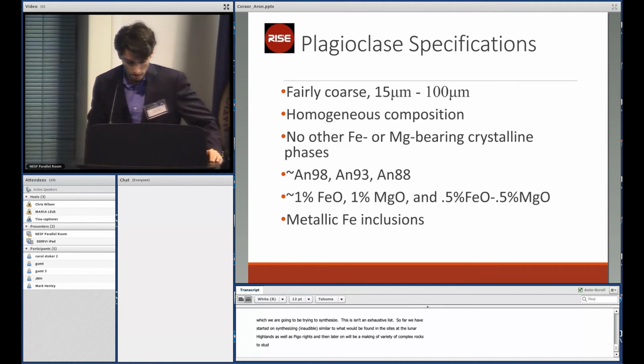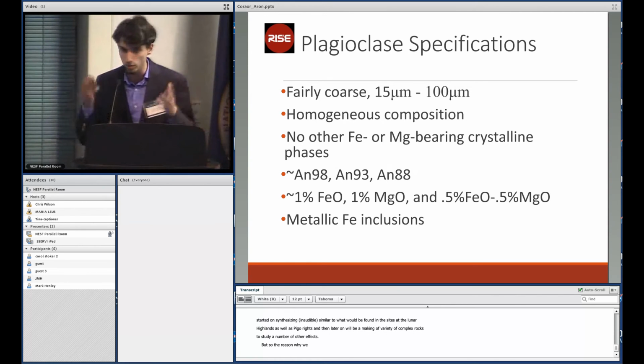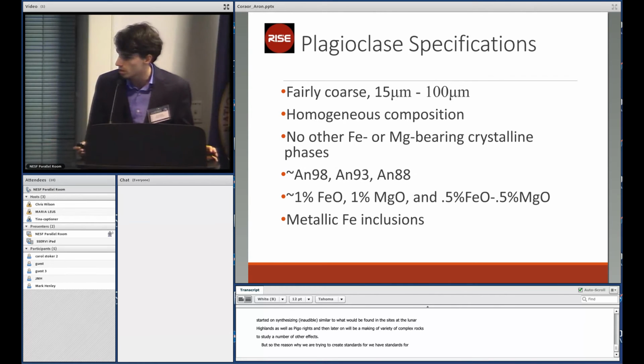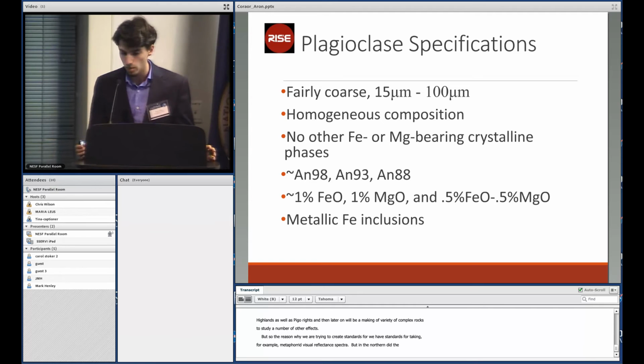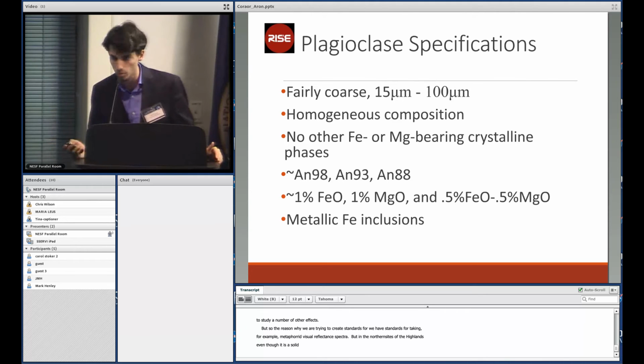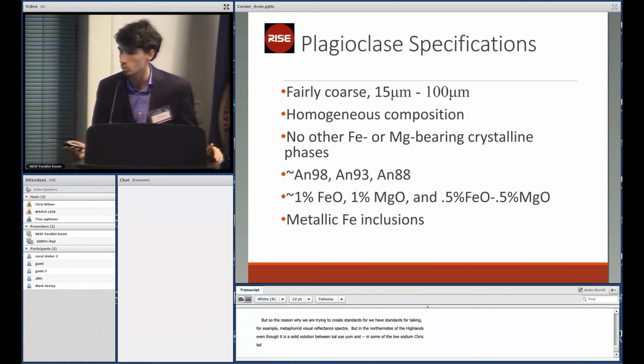But the reason why we're trying to create standards for plagioclase: obviously we have standards for taking, for example, mid-infrared emissivity spectra or visual near-infrared reflectance spectra of plagioclase. But in the anorthosites of the lunar highlands, what's interesting is that even though plagioclase is a solid solution between anorthite and albite, between calcium aluminum silicate and sodium aluminum silicate, in some of the low-sodium plagioclase crystals, the iron or magnesium content can actually rival your sodium content.